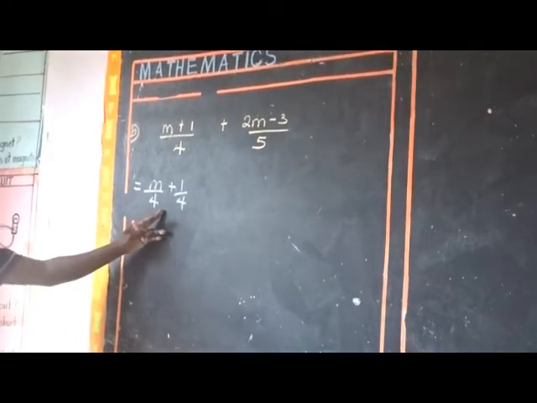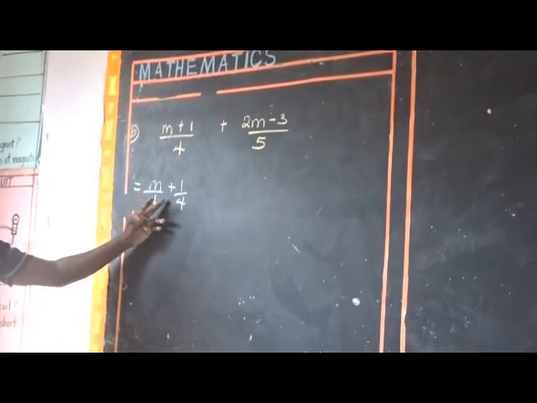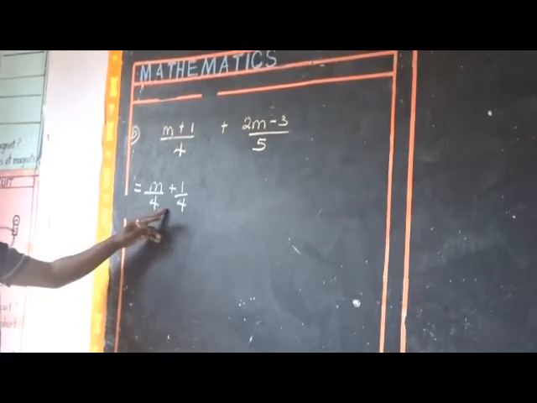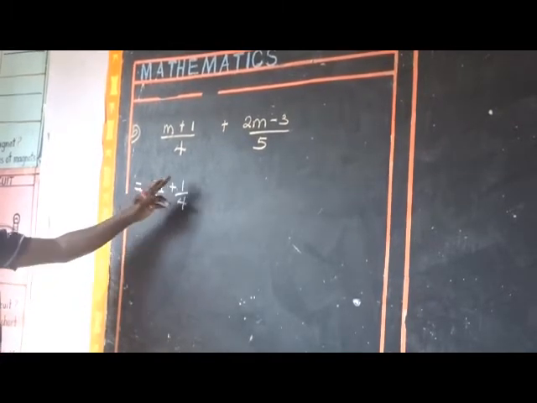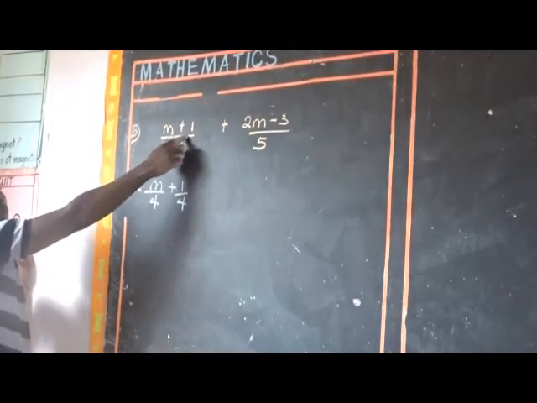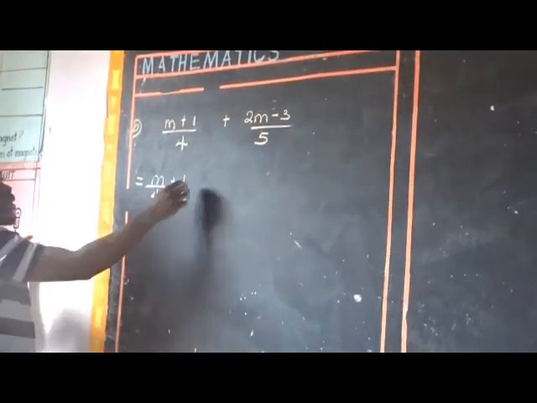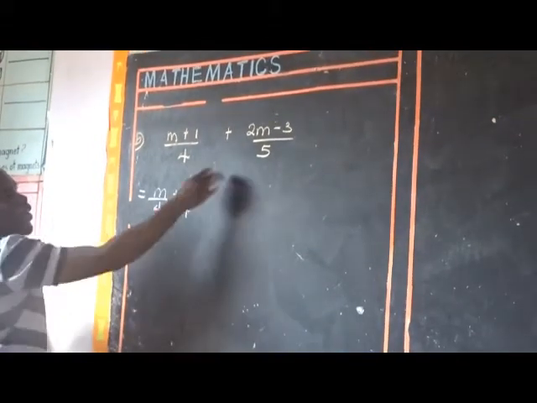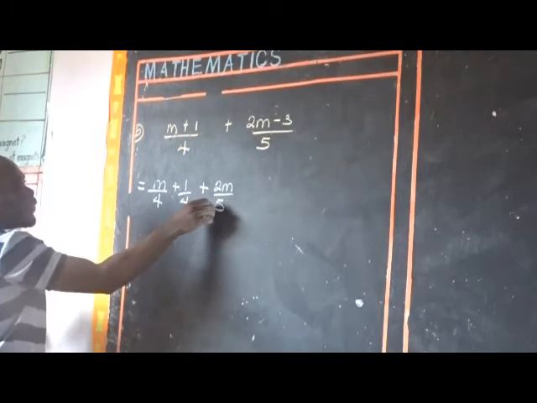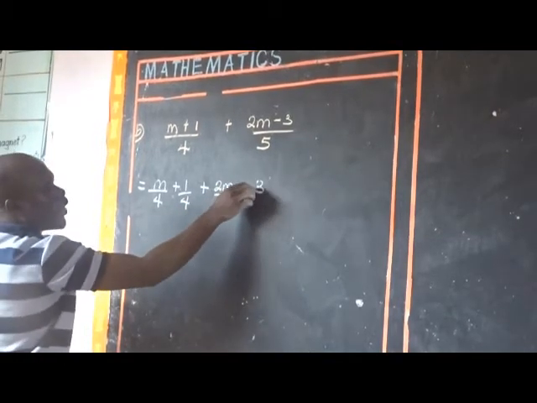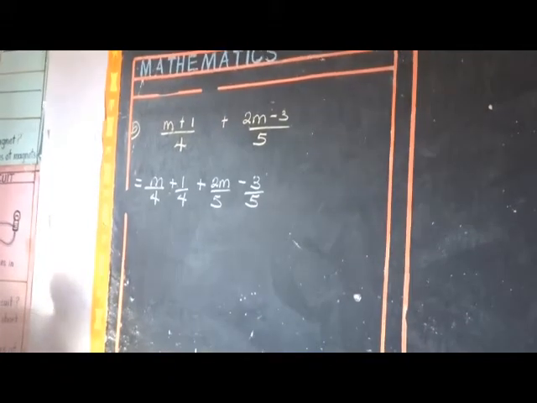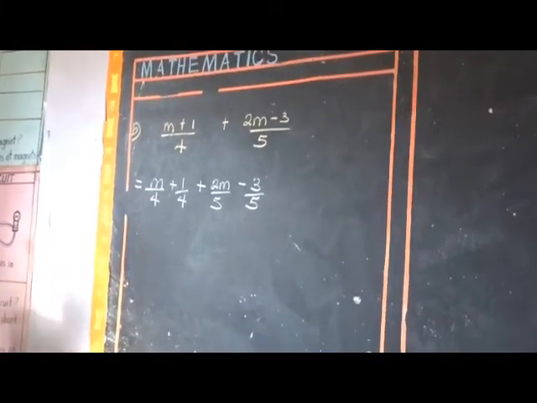Remember, if we are to compute this one, fractions with the same denominators can be added by retaining the denominator and adding the numerator. So if we are to compute this, we shall go back to this. We shall take this and then we add there. This is 2m out of 5 minus 3 out of 5. When we do it this way, it will be easier for us to compute.